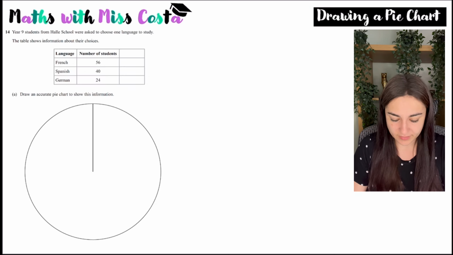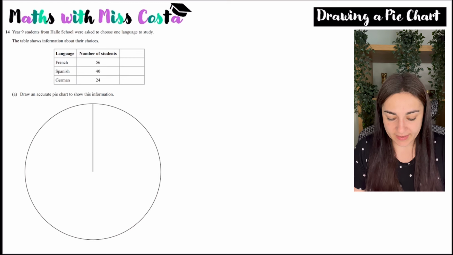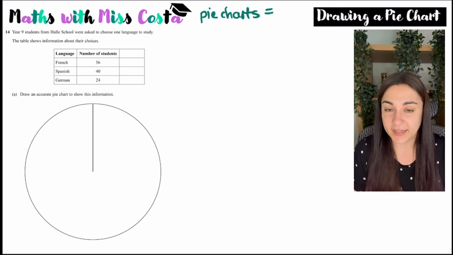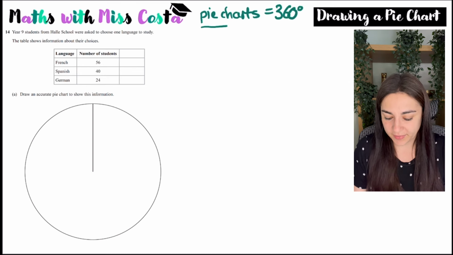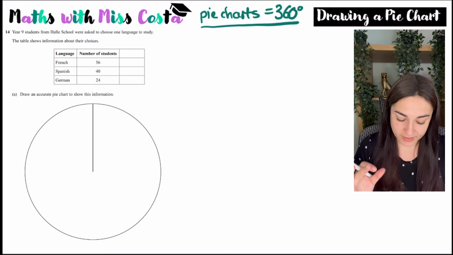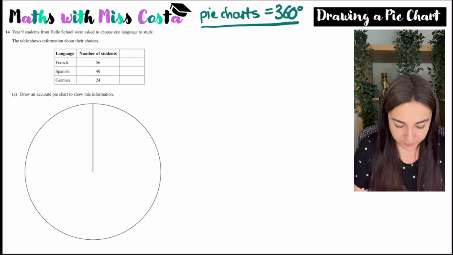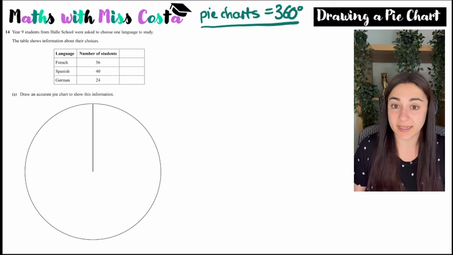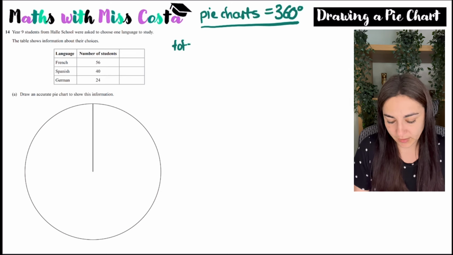Now for this question, I'm being asked to draw a pie chart. And the key thing about pie charts is that they are a full circle. So all of the angles in a circle sum to 360 degrees. So therefore, all of the angles in a pie chart are always going to add up to 360 degrees. So I'm being told that there are 56 French students, 40 Spanish students, and 24 German students. So I need to split 360 into the total of what they are.